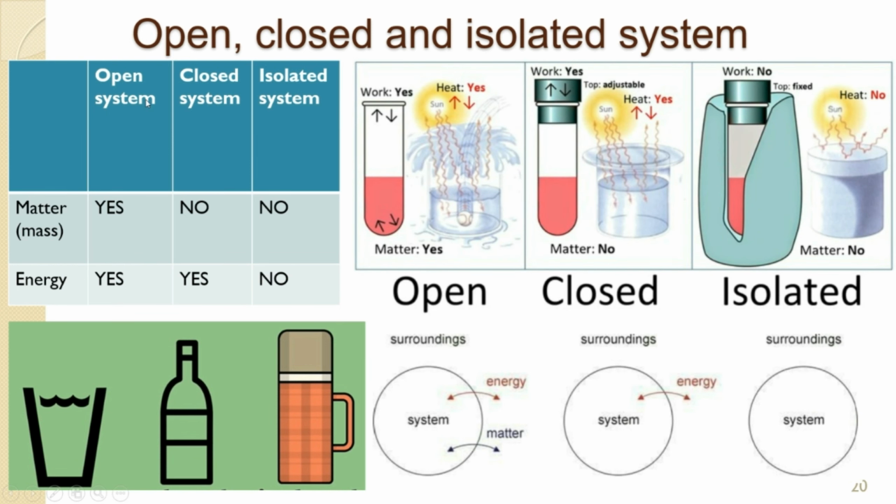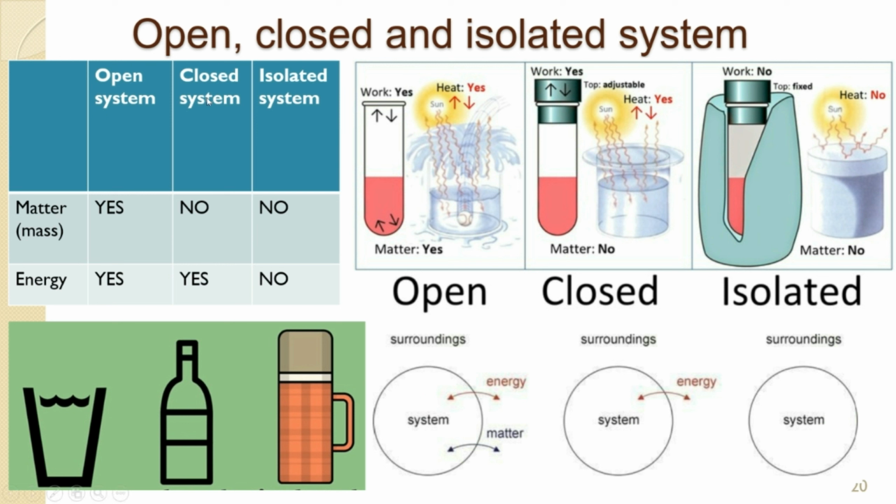For the open system, you have a glass of water, and the water is open to the space. So mass can be transferred from the glass to the air. Mass can be transferred in and out. Energy also can be transferred in and out. This is called an open system. The energy and mass can be transferred in or out of the system.